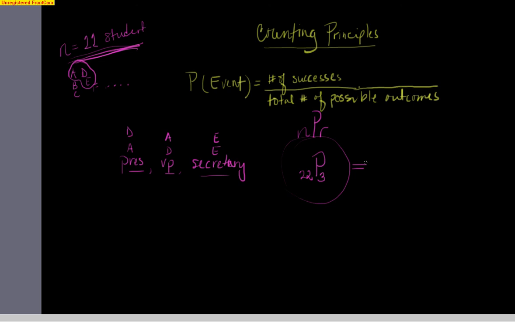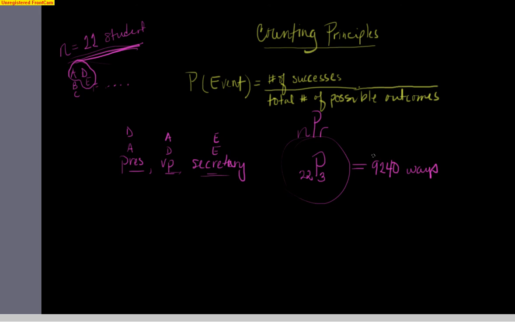And it's number 1, and then you'll hit the number 3 and hit enter, and you'll get 9,240. 9,240 ways that you can come up with a president, a vice president, and secretary just in our little class of 22 students.